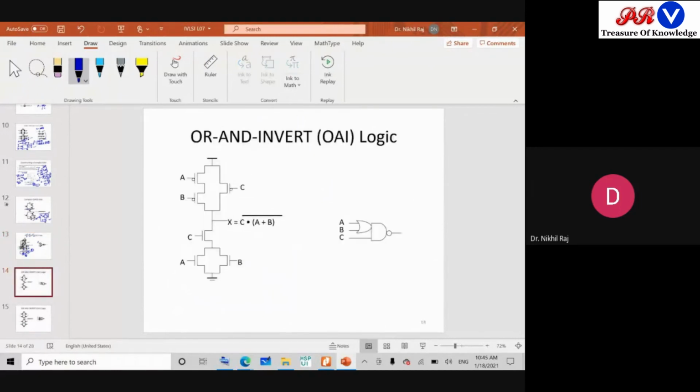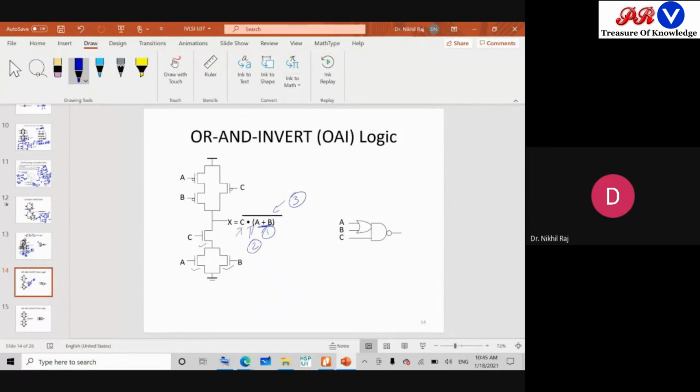Similarly, there is OR-AND-invert, the dual of the earlier slide. That is, first is your OR operation, second is your dot operation, AND operation, third is your invert operation. So we can decompose any logic in these two forms, basically AND-OR-invert or OR-AND-invert. Then the realization is, first is A plus B, so A plus B into C.